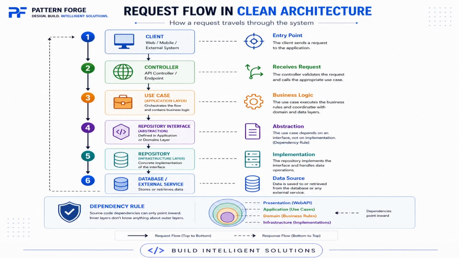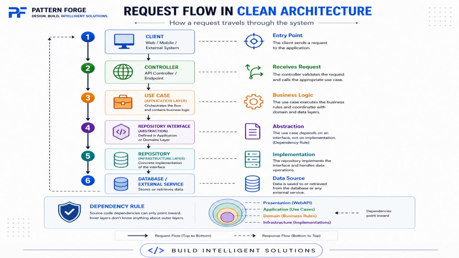Now, suppose the application needs data. The application layer doesn't directly access the database. Instead, it calls interfaces, and the actual implementation of those interfaces lives inside the infrastructure layer. This layer communicates with the database, external APIs, email services, file storage, or any other external systems.